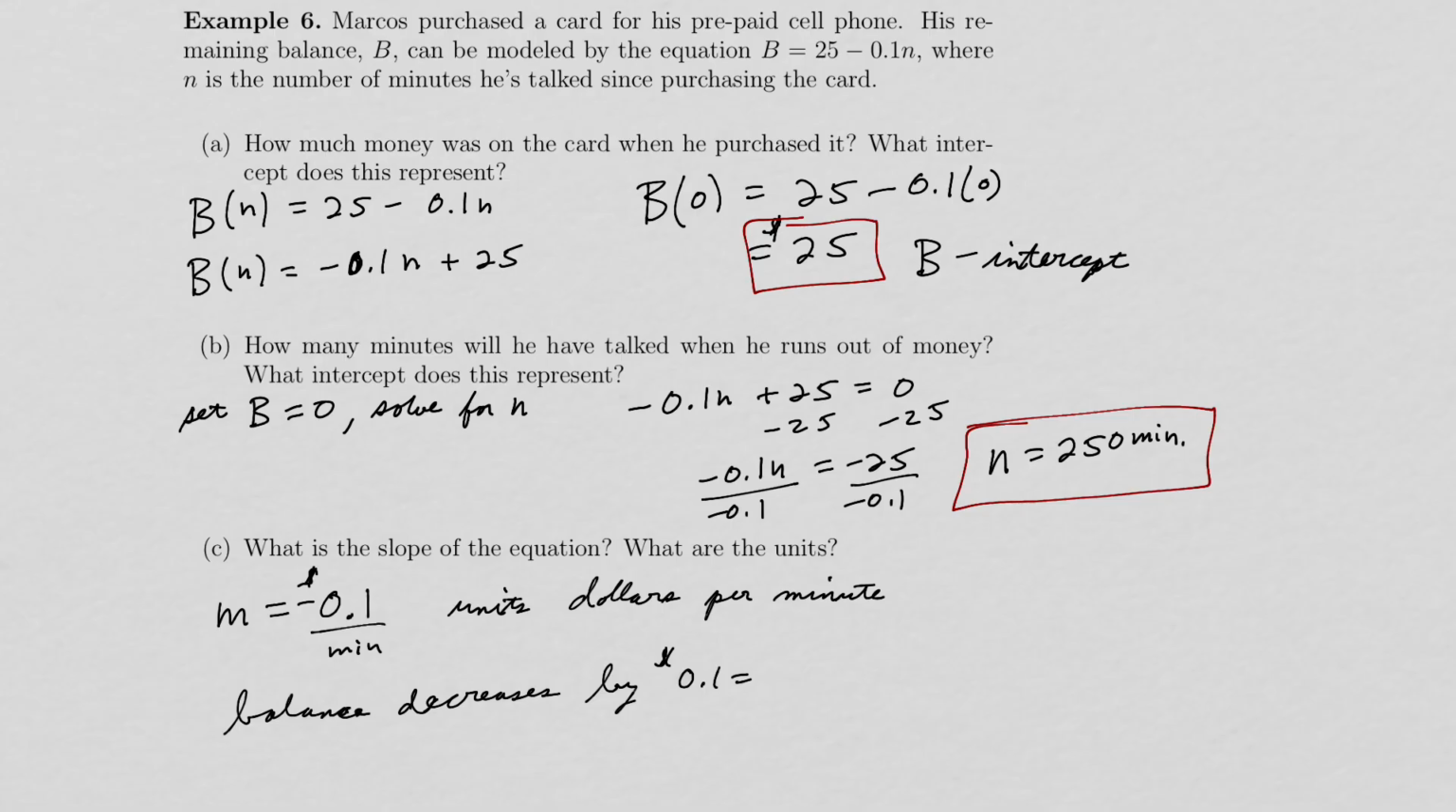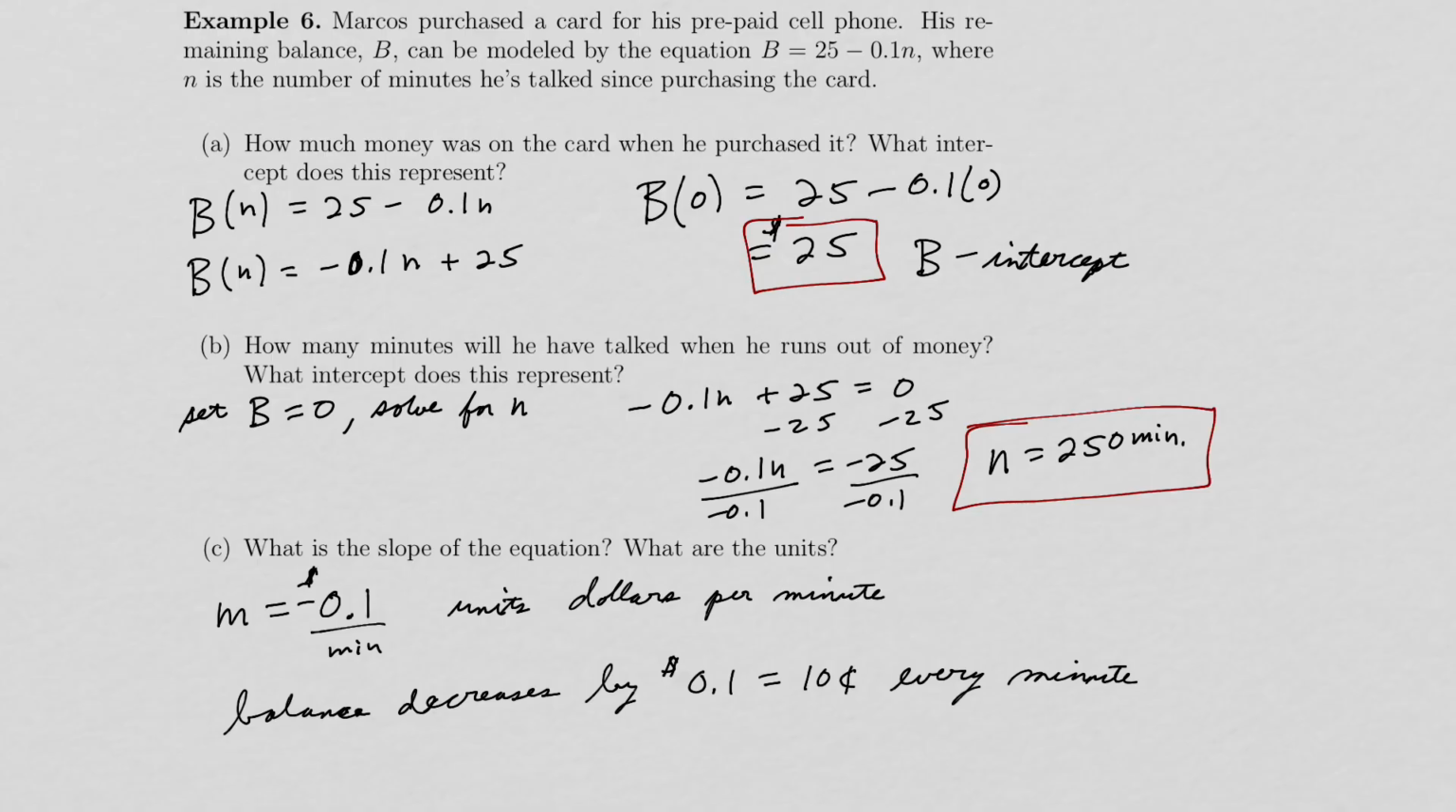Every minute. Let me write that cleaner here. So decreases by $0.1, which is equal to 10 cents every minute. Okay, so that's what the slope represents. And we already know that the initial value was the b-intercept, which was the $25 here. So that's how we got that linear equation to begin with. I'll use this one: negative 0.1n plus 25. So it's mn plus b in this case, little b.